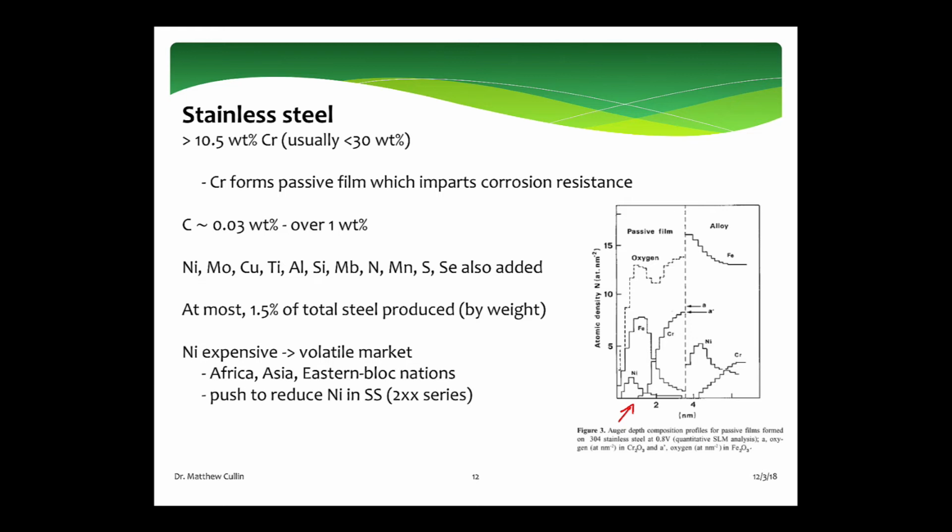So our carbon depends on which type of stainless steel you're dealing with, and I'll go through all the different types of stainless steel. But it's typically between 0.3 weight percent and even up over 1 weight percent. We have a whole bunch of other alloying elements, and I'll talk at least about some of the alloying elements and why they're in there. Others I'll just leave to a future discussion. Yeah, so at most, it's good to remember that stainless steels account for 1.5% of the total steel produced by weight.